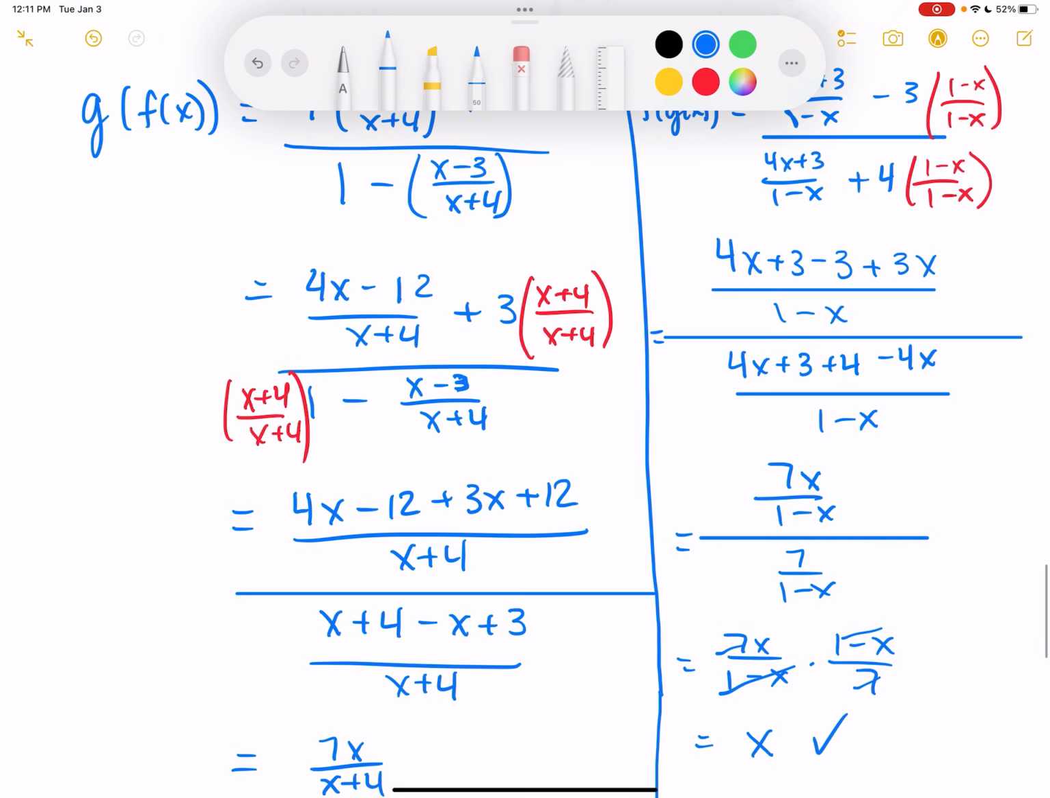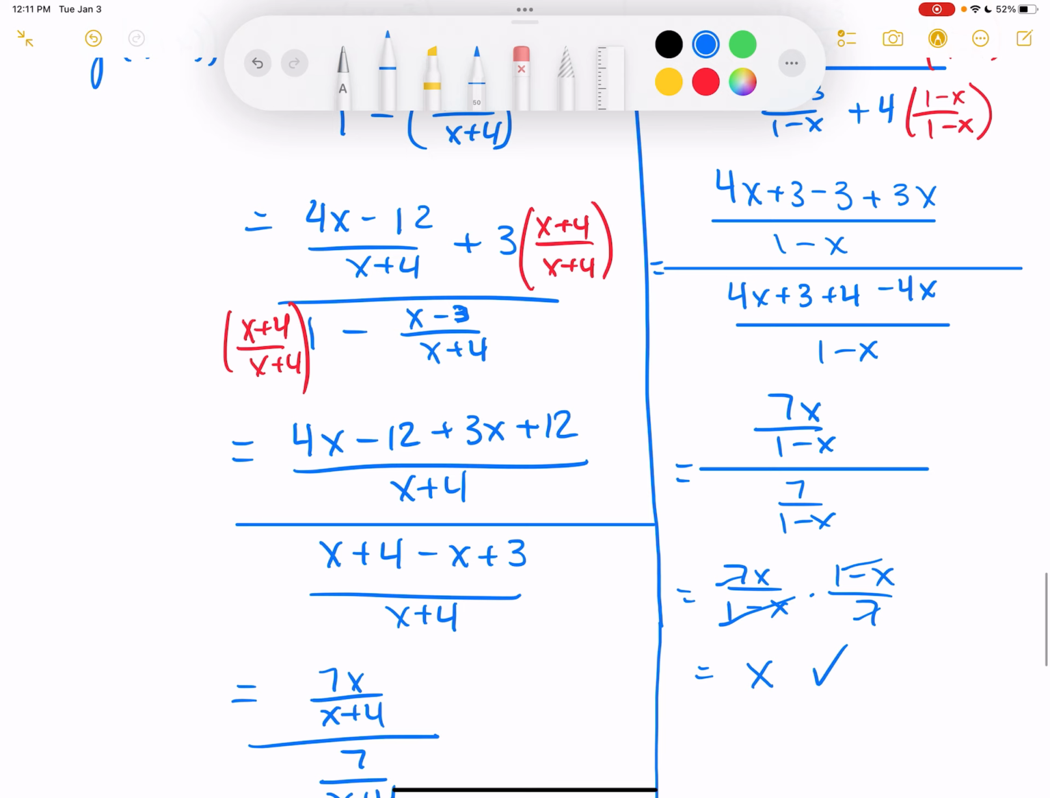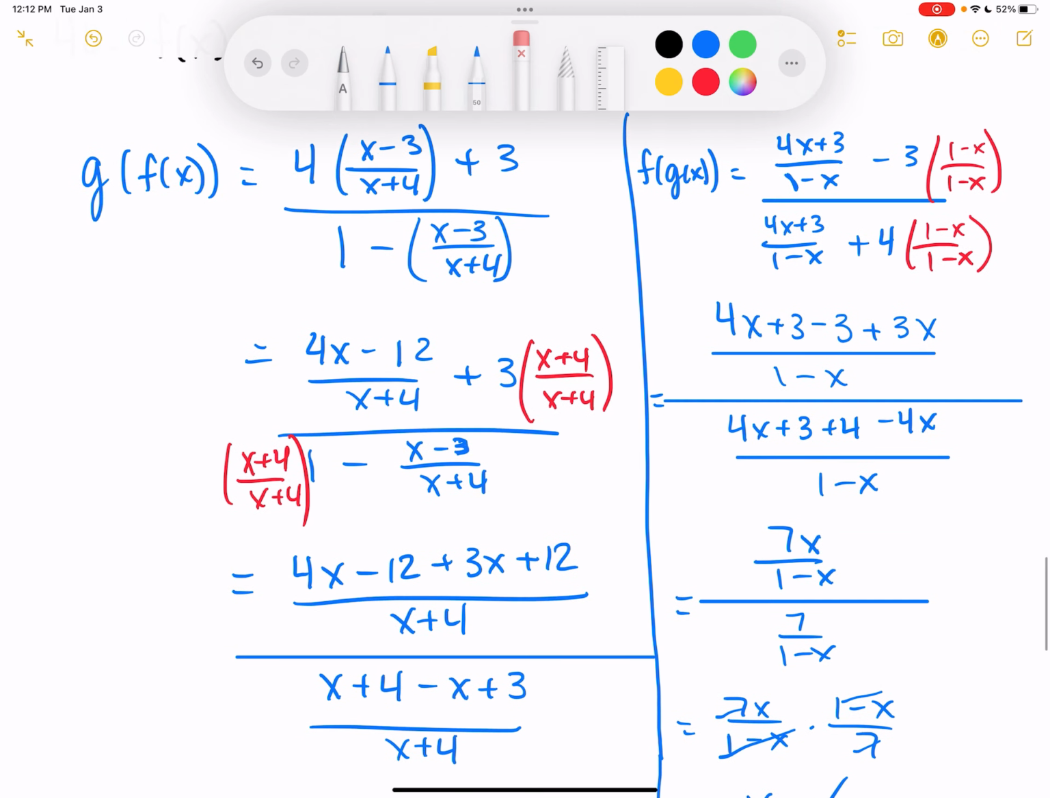And then I'm just going to walk through it and then I'll put it back so you can actually see it. Then I simplified to give me 7x over 1 minus x all over 7 over 1 minus x. And then you're dividing by a fraction, you multiply by the reciprocal, everything cancels, leaving you with an x. Okay, so I was on the right track.